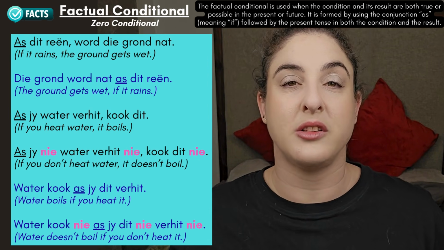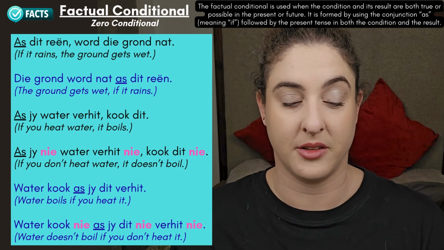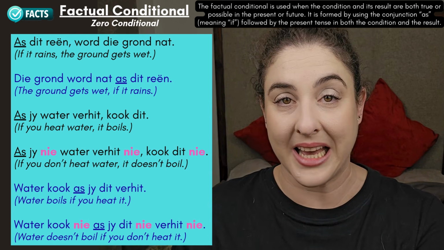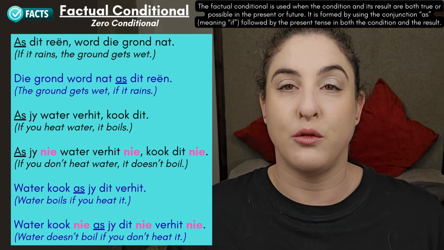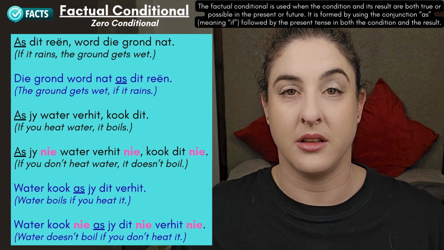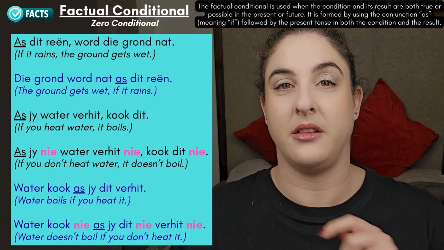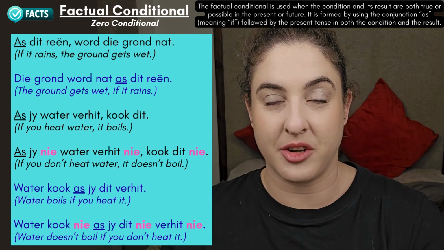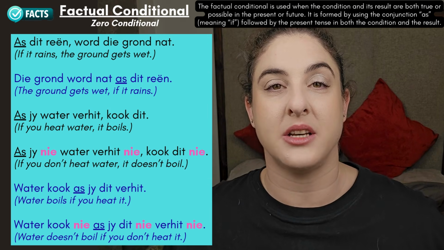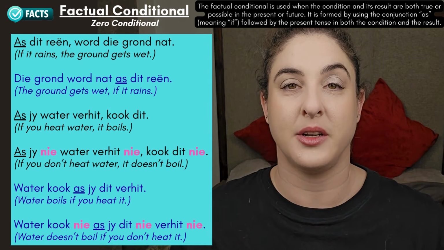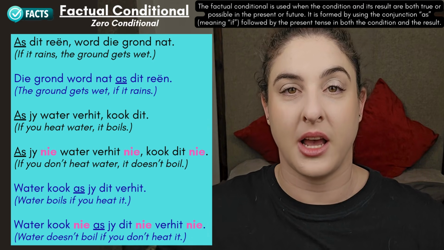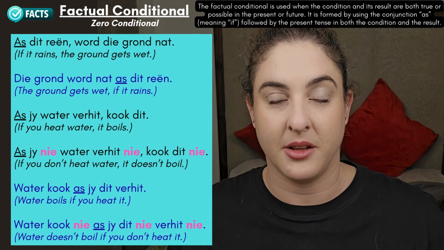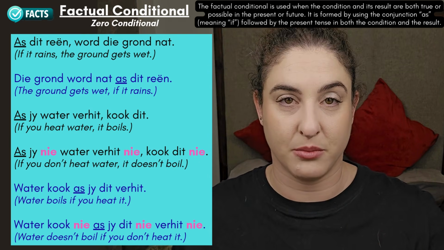We get water kook as jy dit verhit. Water boils if you heat it. Now we negate that one and it becomes water kook nie as jy dit nie verhit nie. Right? So the parts have now changed around. Part 1 still only has one negative, and part 2 has two negatives. It's just that they are now on opposite ends than the previous example.